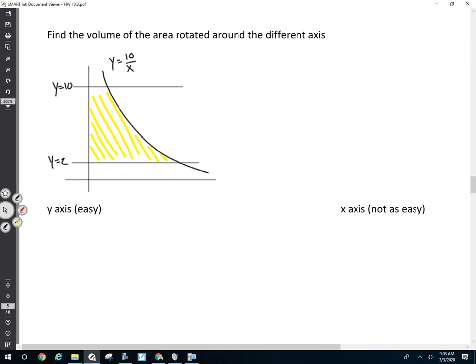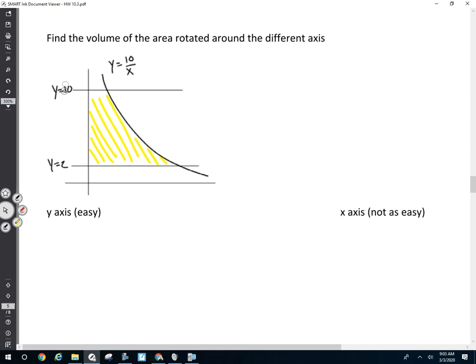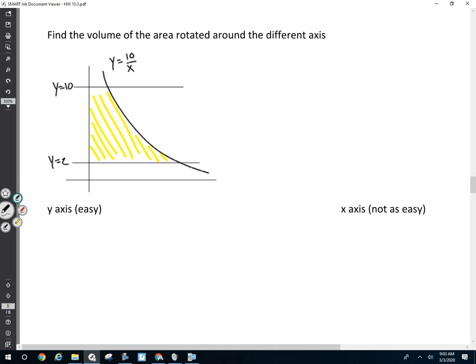So this is a great one. Great example here. Find the volume of the area rotating about different axes. The y-axis I say is easy because it is easy. If I revolve this around the y-axis, I just have this object, and I just have red cylinders. I don't have any blue cylinders. I don't have any holes.